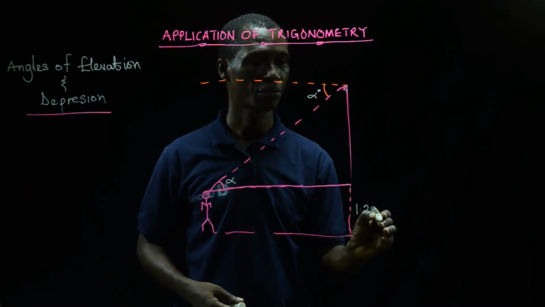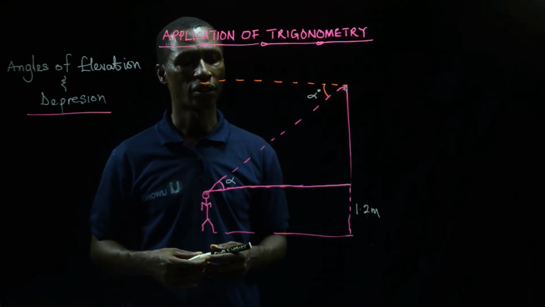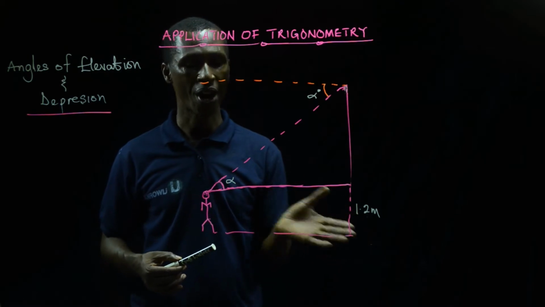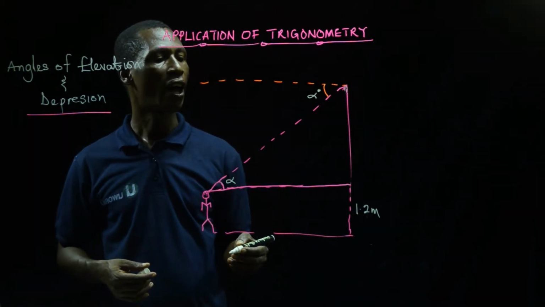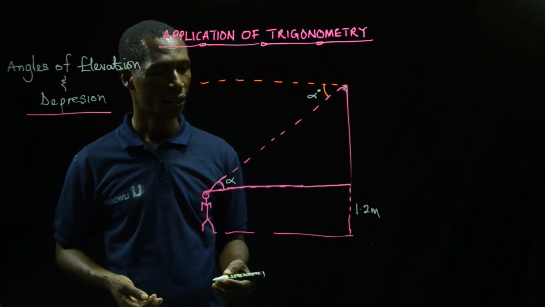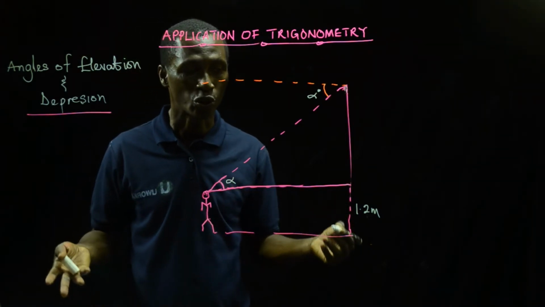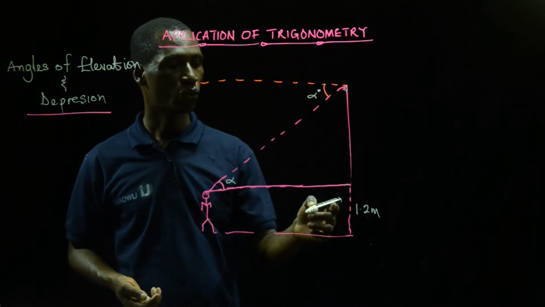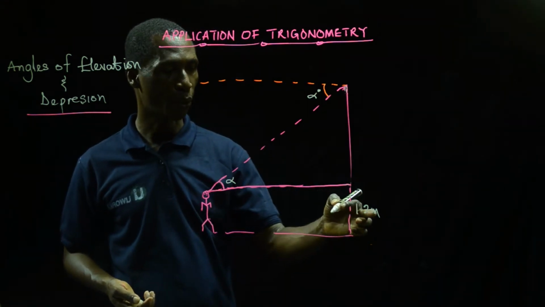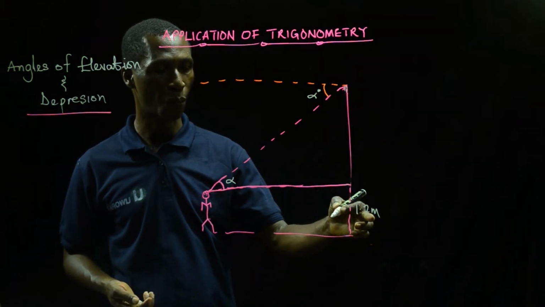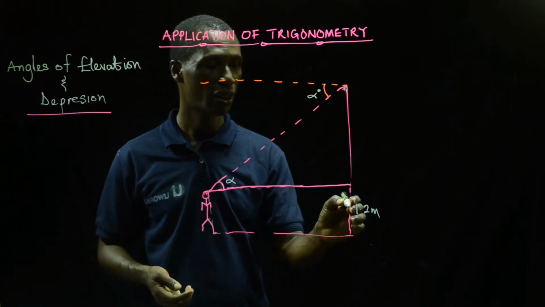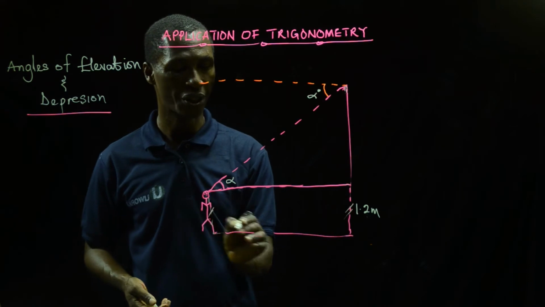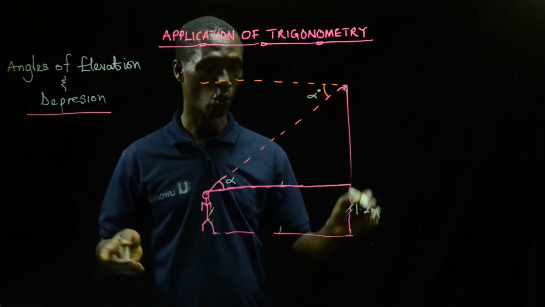1.2 meters. And then he is standing away from a tree whose height is not known. So this is Kofi's height, which is 1.2 meters. Why have I written the 1.2 meters here? Because you see, in this section we are getting something like a rectangle. So whatever is here is also here, and the length here will also be the same.